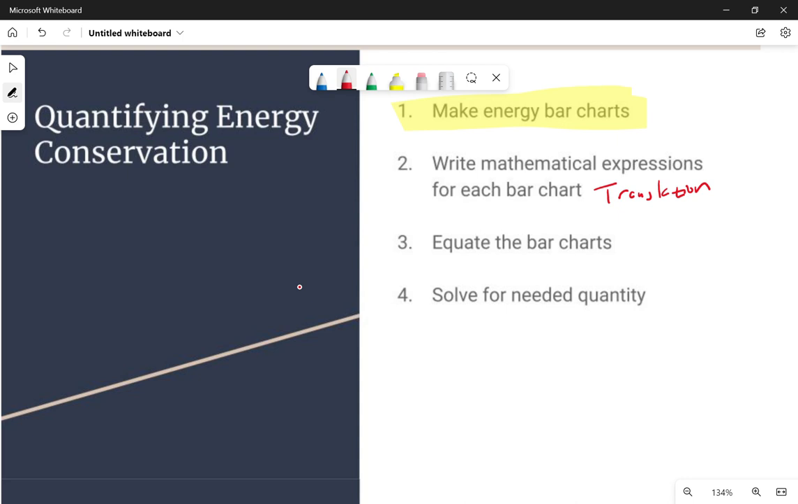The idea here is that if energy is conserved, and this is really acknowledging the conservation, then I should be able to set any two of those mathematical expressions that I created in the previous step equal to each other because they represent the same amount of energy. And then all I have to do is solve for the needed quantity.